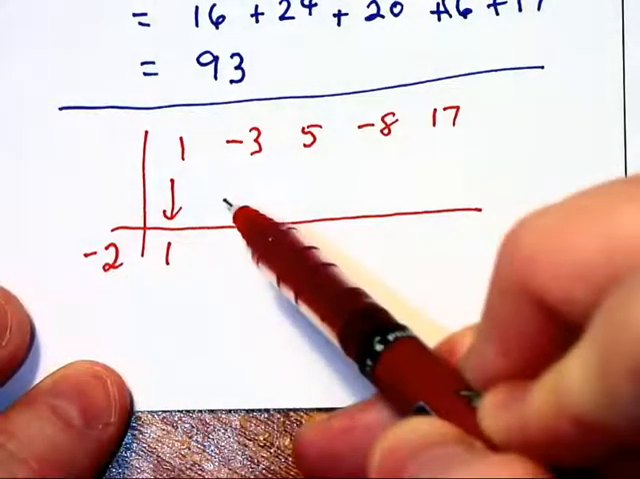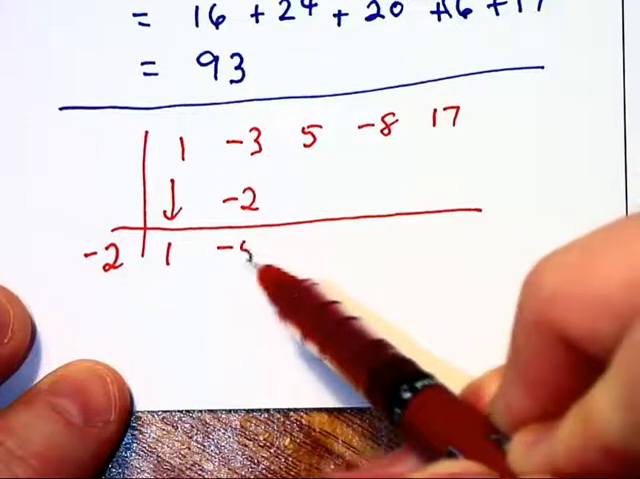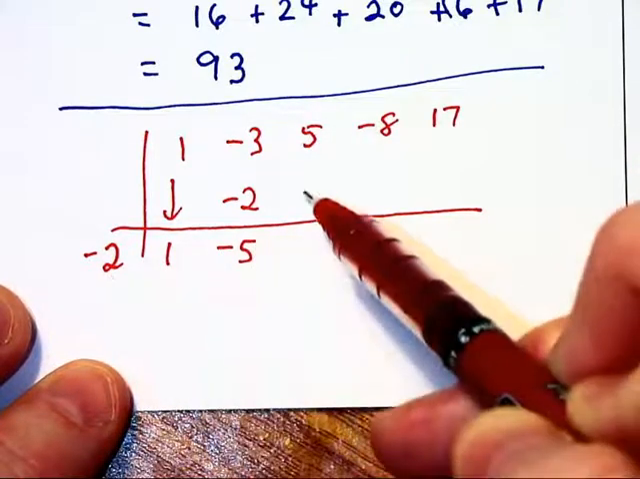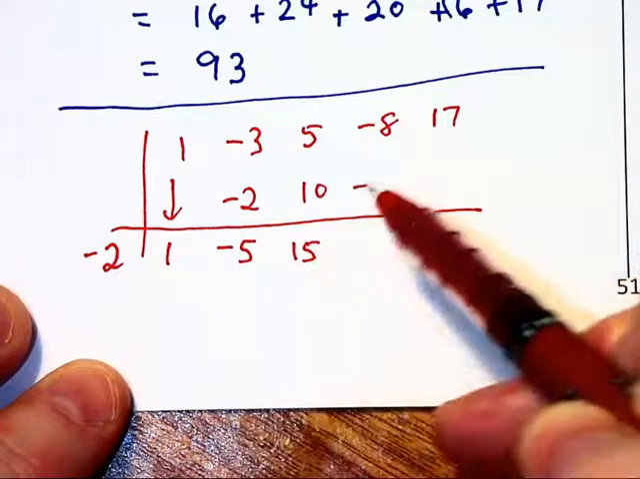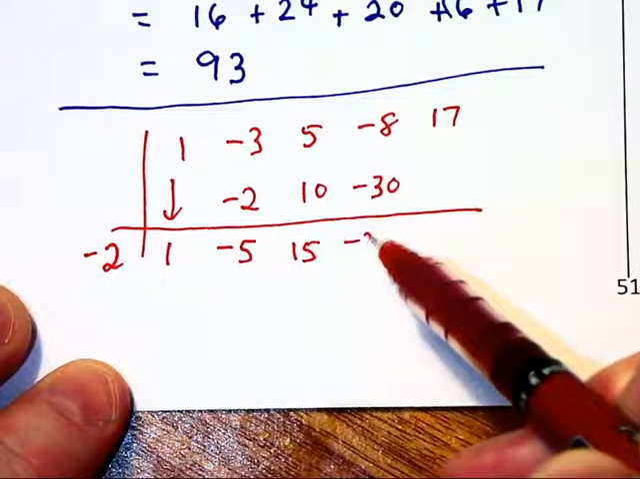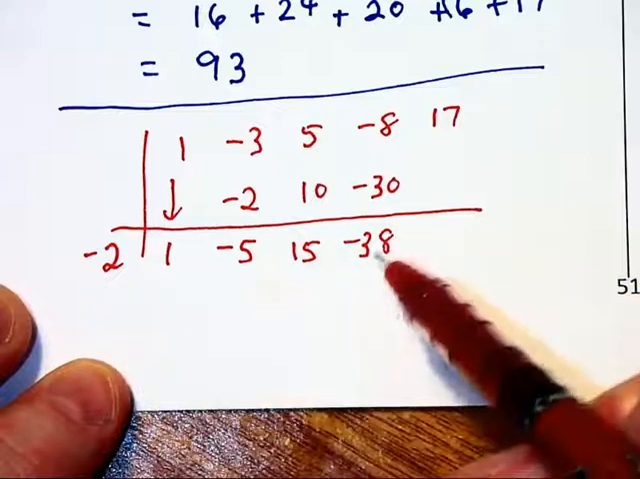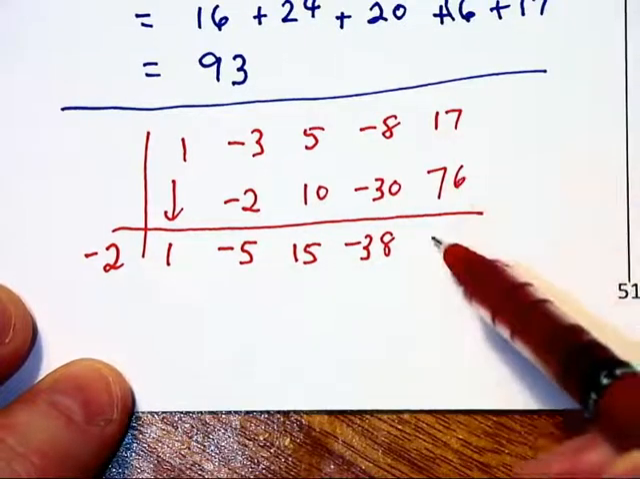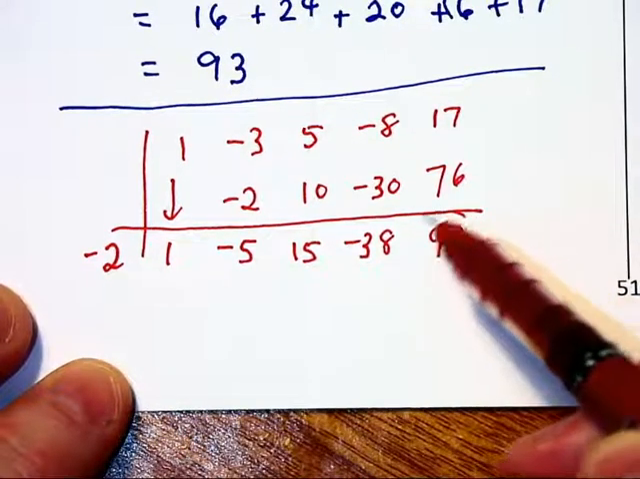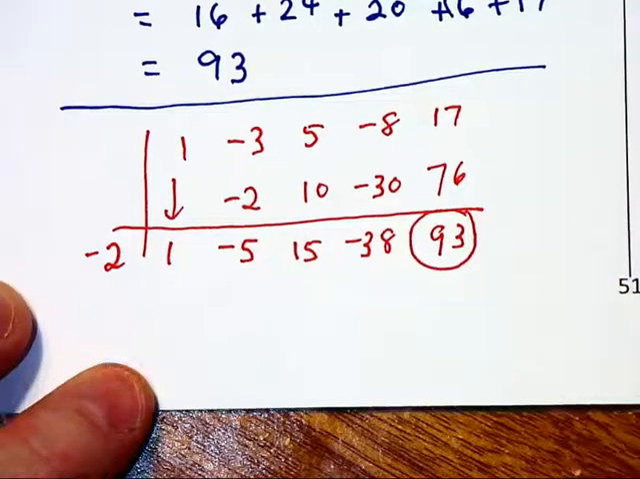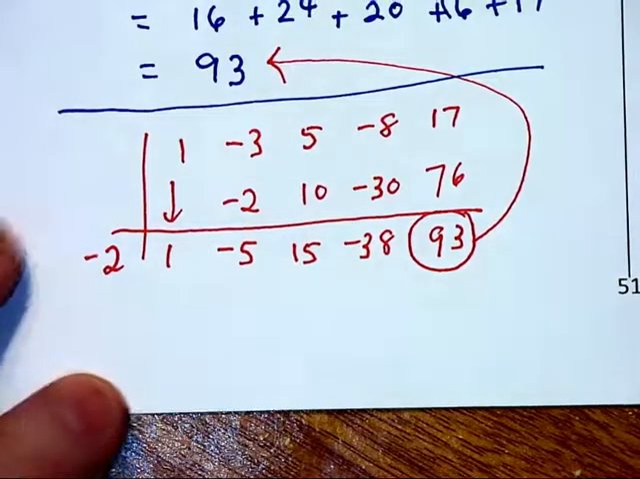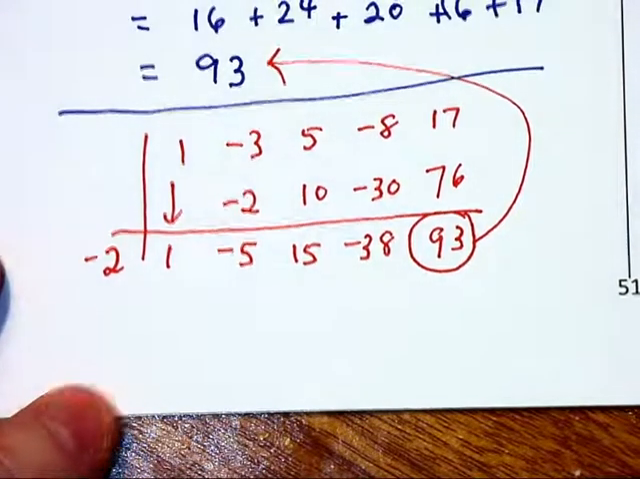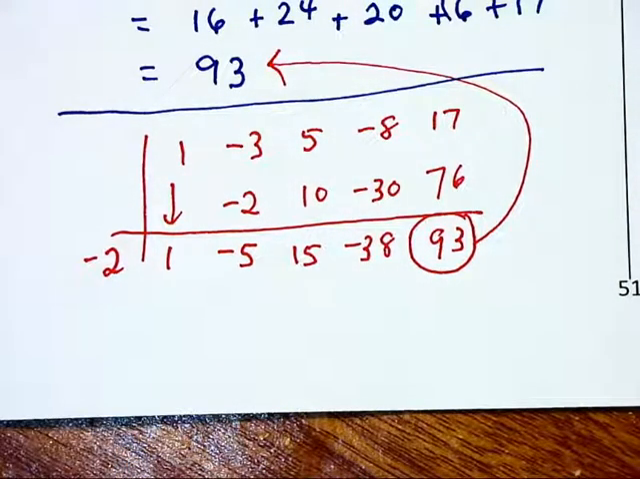Negative 2 times 1 is negative 2, add down negative 5. Negative 2 times negative 5, 10, add down 15. Negative 2 times 15, negative 30, add down negative 38. Negative 2 times negative 38 is 76, add down 93. And this number that's in this last position matches what we had done the other way, except I don't have all these substitutions to deal with. It just comes out very directly.